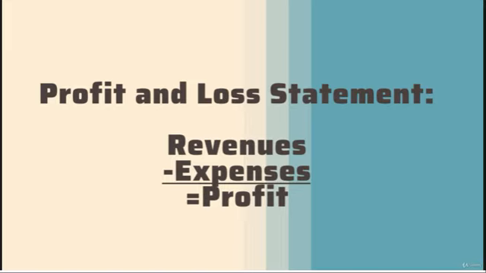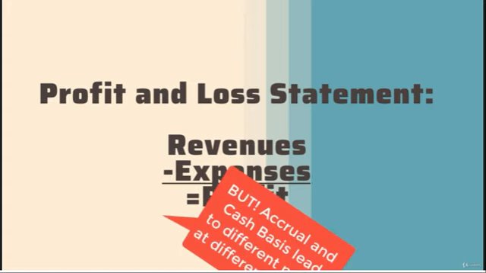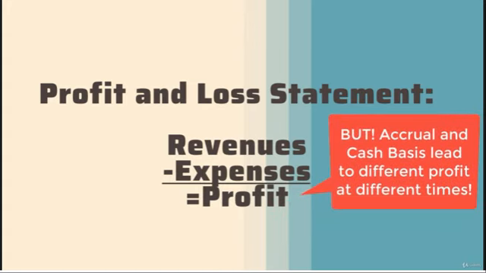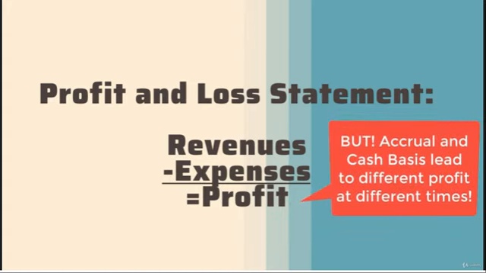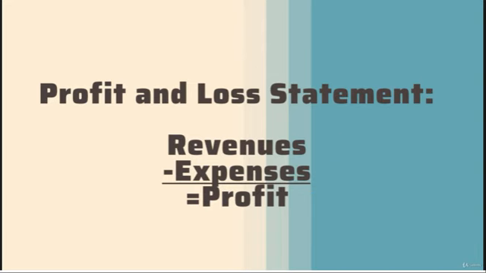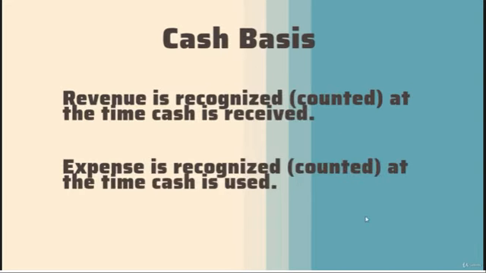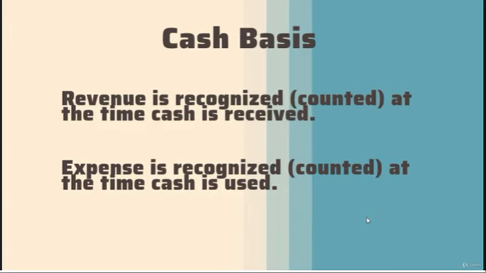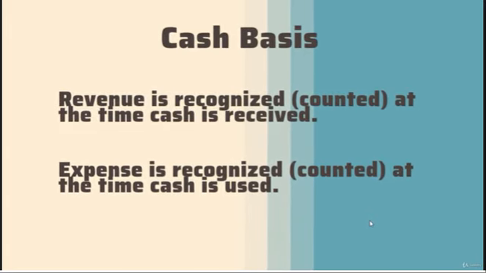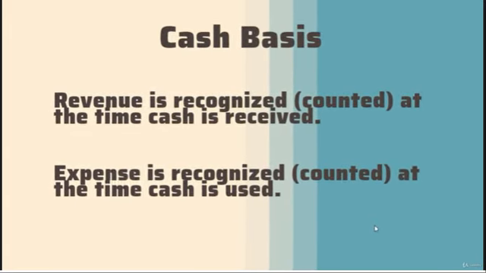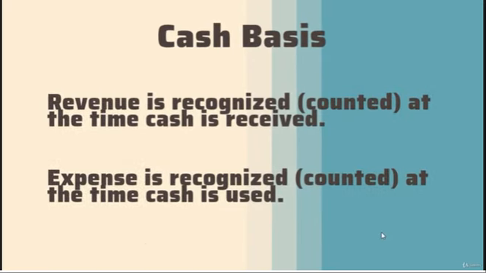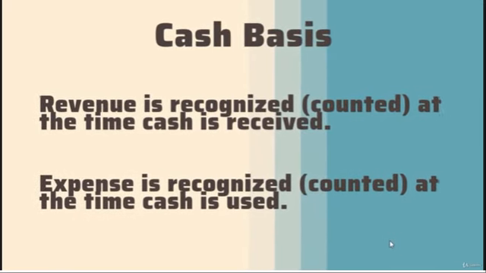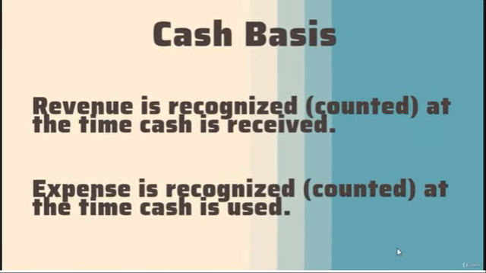And the profit and loss statement is pretty straightforward. You take your revenues minus your expenses, and what's left is considered profit. But the difference between cash and accrual basis means that your profit is going to be different depending on which basis you use. The cash basis means that revenue is recognized, it's going to be counted when the cash comes in, and expenses when the cash goes out. So the cash basis basically follows the cash.